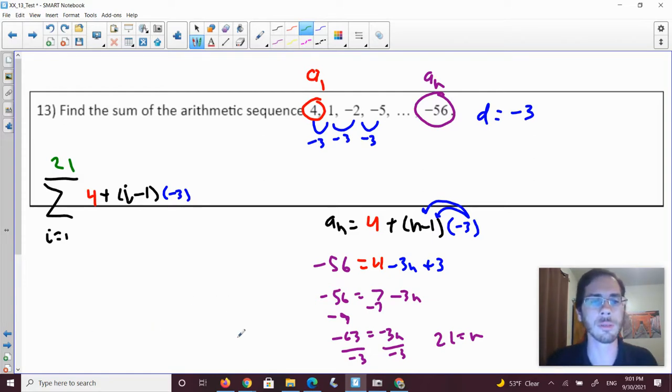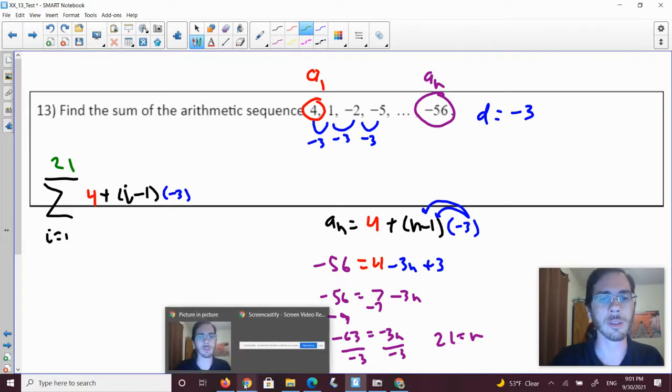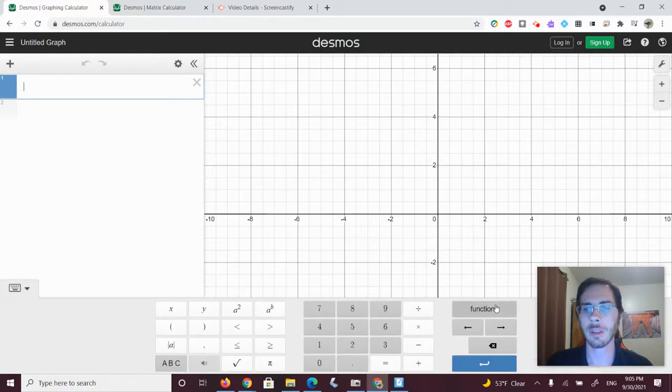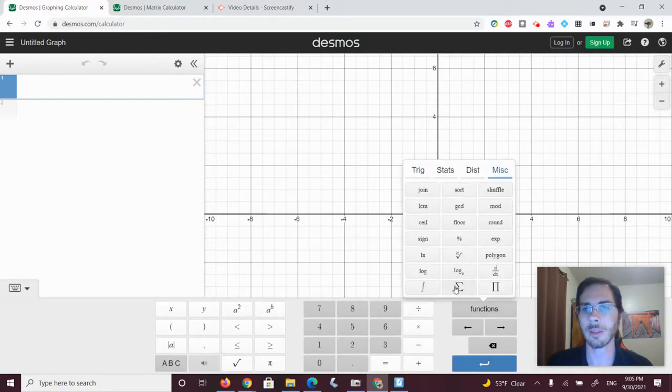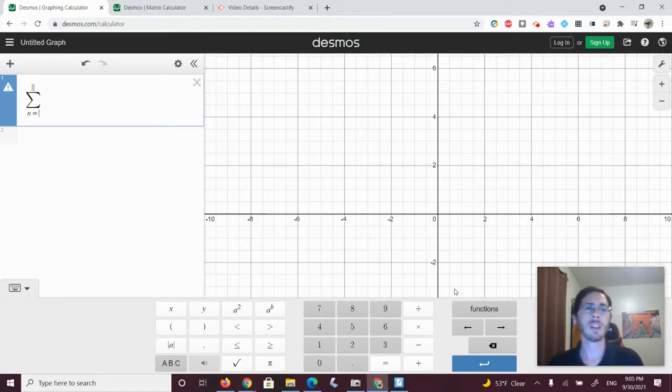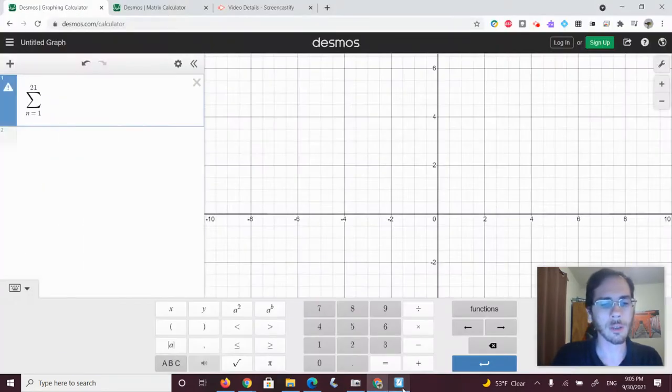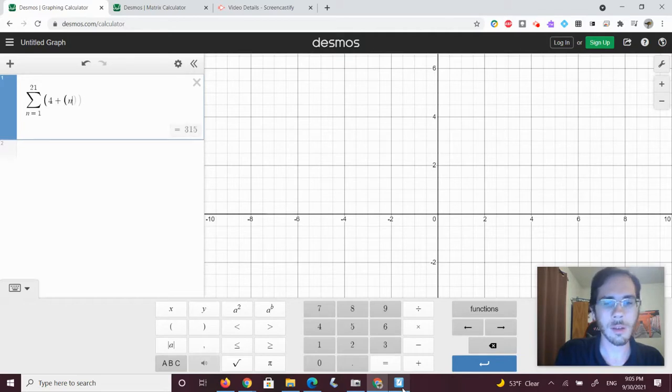Let me bring up Desmos, and why don't we throw this in? Let's see what sigma can do for us. So we're putting in our sigma. To get there, let's go to our functions, our miscellaneous, and this is how we can get the sigma over here. Now you can see in Desmos, it does want n. It doesn't like i, it likes n better. They're just letters, so we'll put it in for n. So we don't have to do the i's with Desmos, but 4 plus n minus 1. I want parentheses around that. 4 plus n minus 1 times -3.